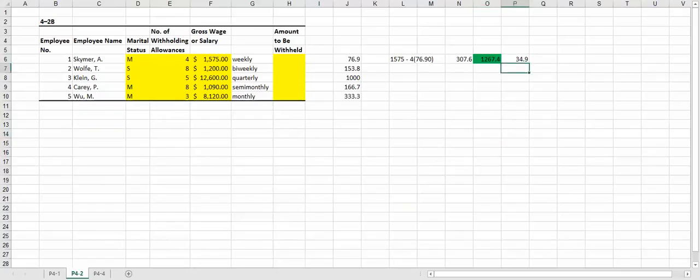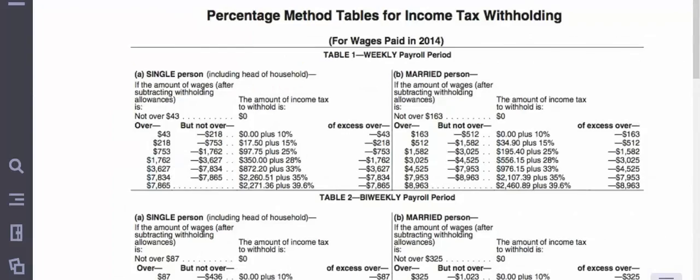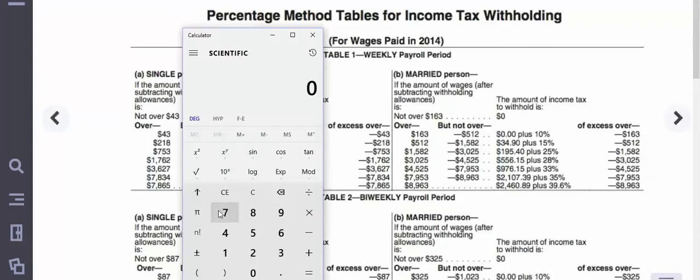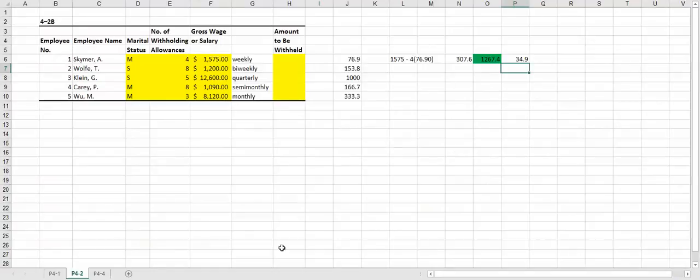$34.90. That is going to be added to our next calculation. So we have 15% of anything over $512. So we're going to take our $1267.40. This is where it helps to write everything down.